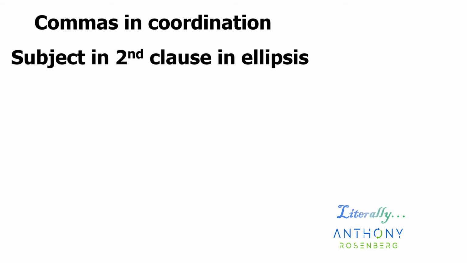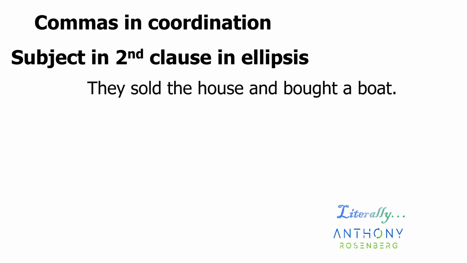The second reason is that you have the second clause, the subject in the second clause is in ellipsis. Let's have a look at an example, because there's nothing better than an example. They sold the house and bought a boat. So they sold, so they is the subject of the first one. They sold a house. And the other independent clause was they bought a boat.